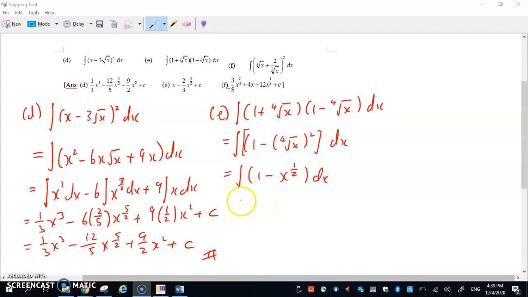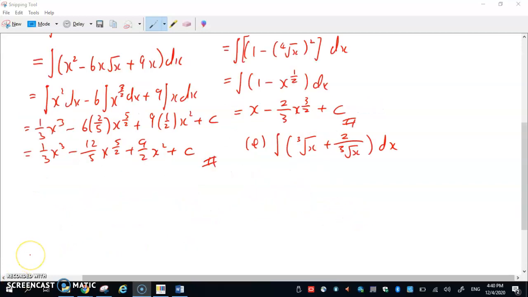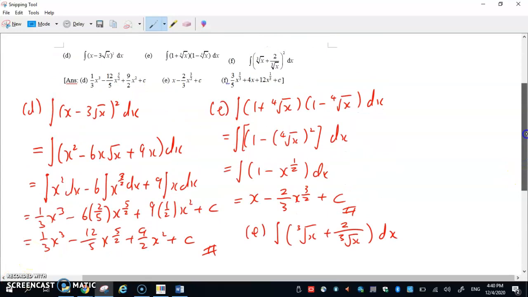So if you integrate this directly, you will simply get x. If you integrate a 1, you get the x. Then the next part will just simply be minus 2 over 3 x to the power of 3 over 2 plus c, and that's your answer. Okay, so now we are looking at this part F.